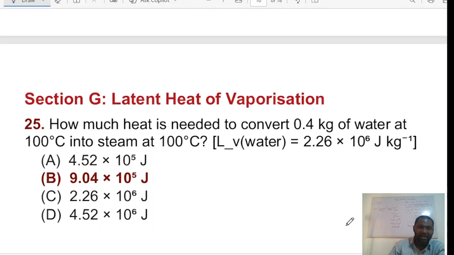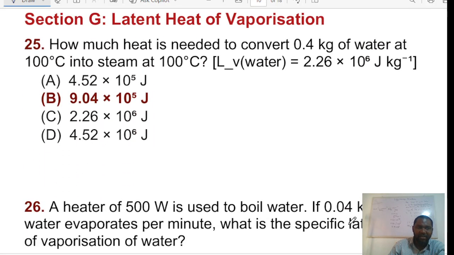Okay, then this one has to do with latent heat of vaporization, but still the same thing, just that this one has to do with steam. How much heat is needed to convert 0.5 grams of water at 100 degrees Celsius to steam at 100 degrees Celsius? Since there is no temperature change, water at 100 degrees Celsius, steam at 100 degrees Celsius, the only heat involved there is just mL. No temperature change, just mL.